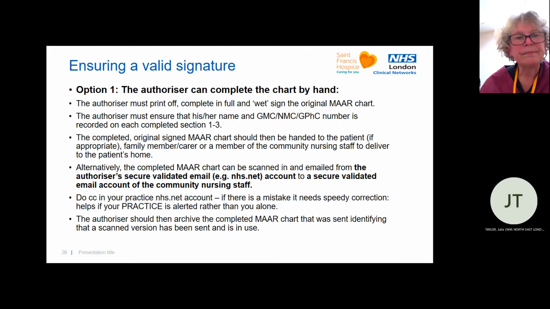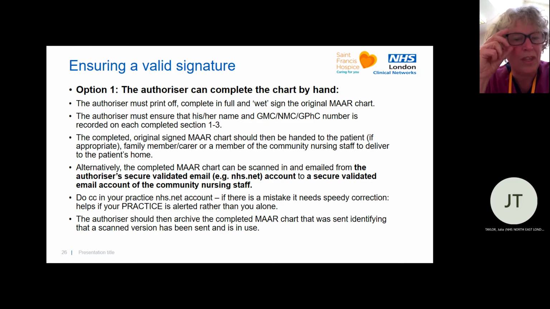Finally, the signature. There are two ways of ensuring a valid signature. One of them is to do a wet signature. Absolutely useful. The key way forward if you're in the house with the patient, when you can complete the chart by hand, including wet signing the chart. You do need to make sure that you include your GMC, NMC or GPHC number on the top right, and to sign against each of the drugs that you are authorising. And then you can hand that original to the patient. It's in the house with them and it's valid.